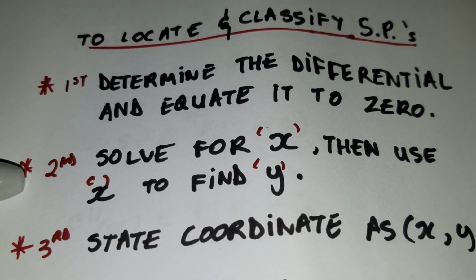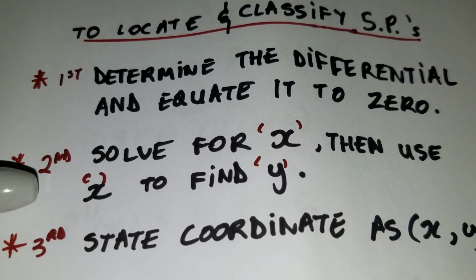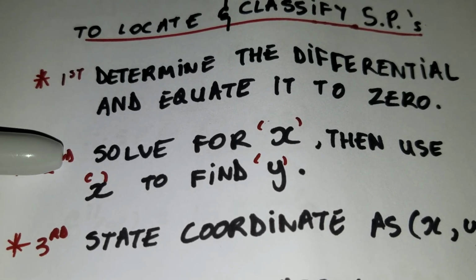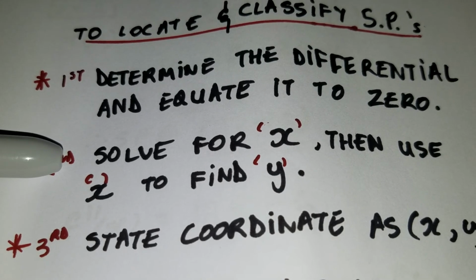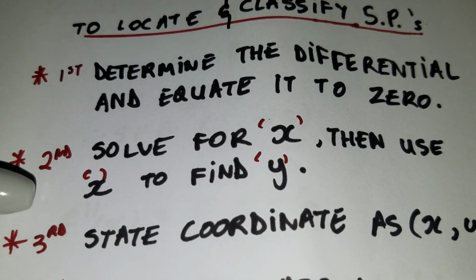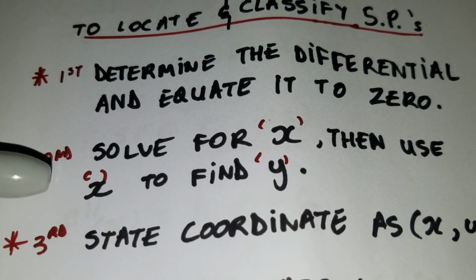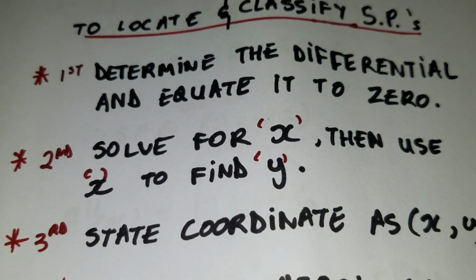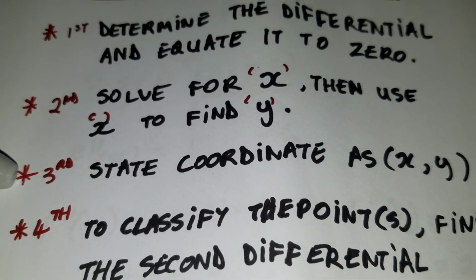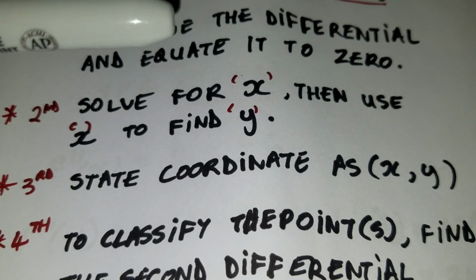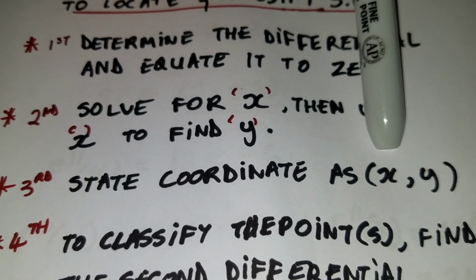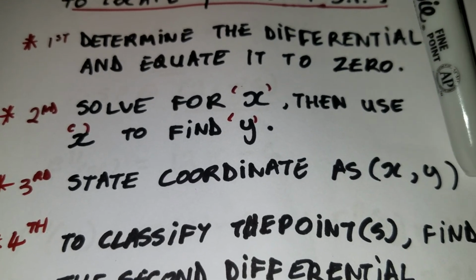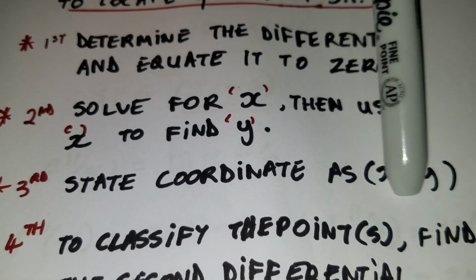Second, solve for x and then use that same x value to find the y value. So we're going to solve for x after we differentiate the function. And when we solve for that x value, we're going to substitute that x value into the original equation so that we can find the corresponding y value. Third, when we have the x value and the y value, we're going to state the location or the coordinate as xy. This is how we state coordinates. So this would be the location or the coordinate.